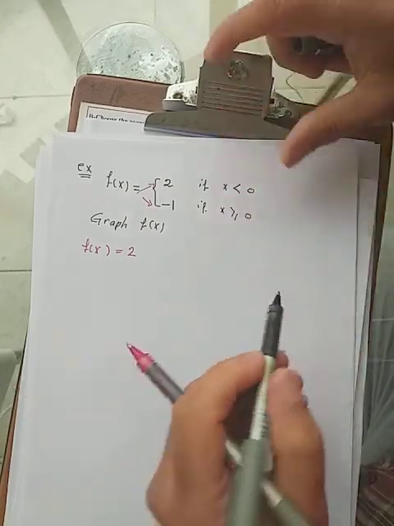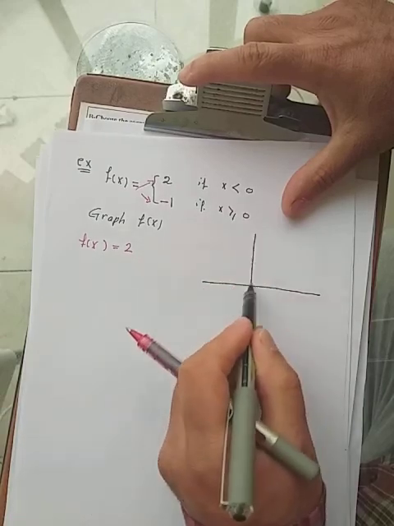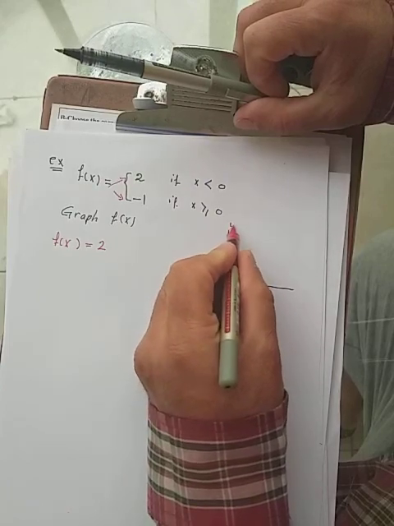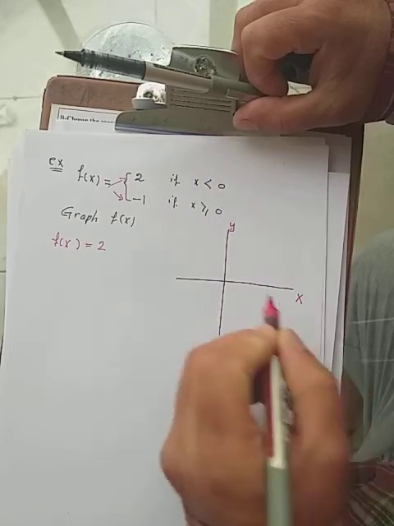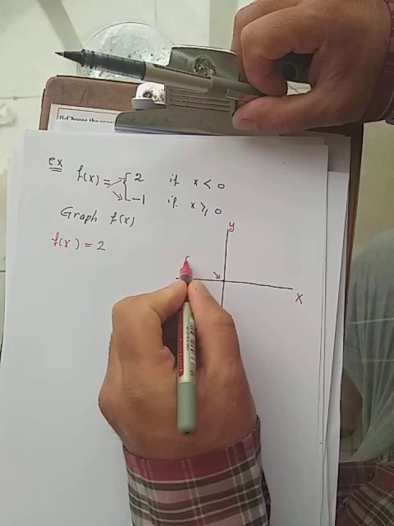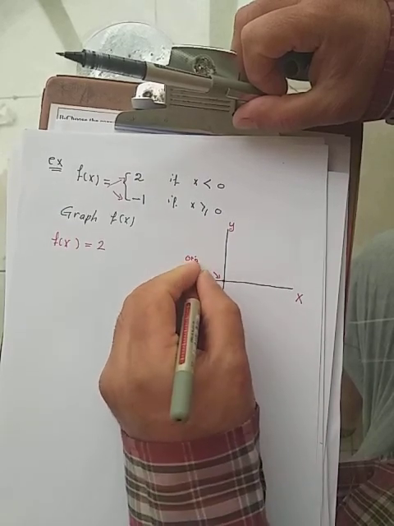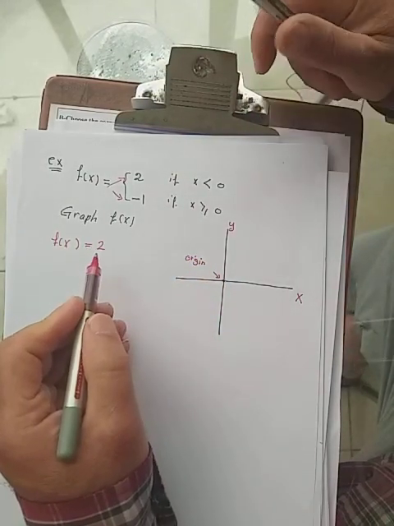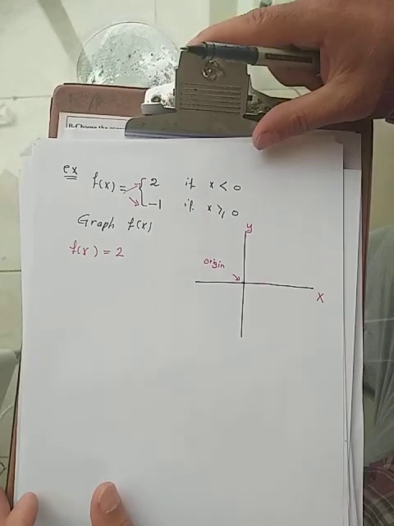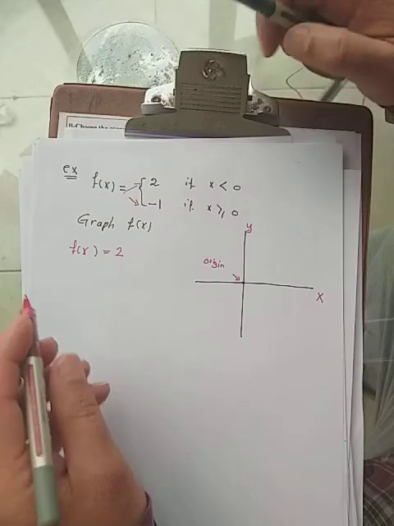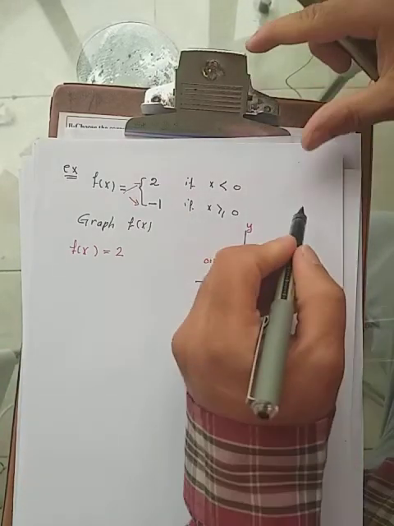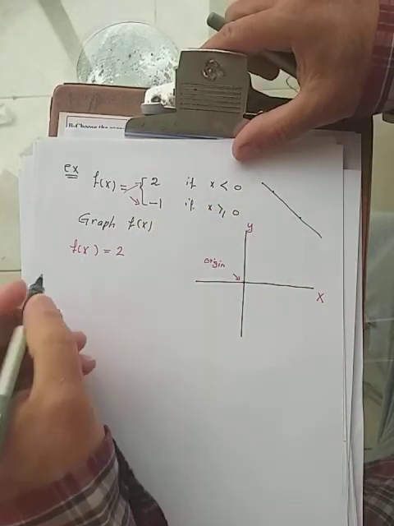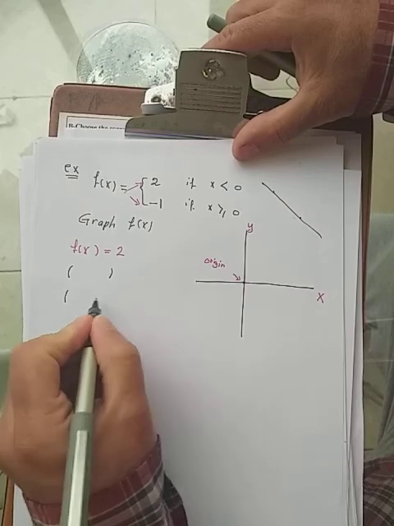As you know, we have a coordinate plane. The vertical line is y and the horizontal line is x, and this point is the origin. To graph any line, what do we need? We need at least 2 points to graph any line. Look, this is 1, this is 2.